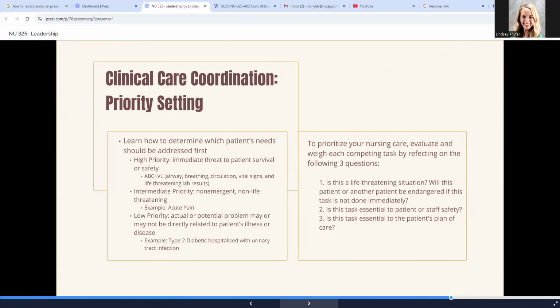And in order to help you be able to prioritize your nursing care, evaluate and weigh each competing task by reflecting on the following 3 questions. Is this a life-threatening situation? Will this patient or another patient be endangered if this task is not done immediately? Is this task essential to patient or staff safety? And then lastly, is this task essential to the patient's plan of care?